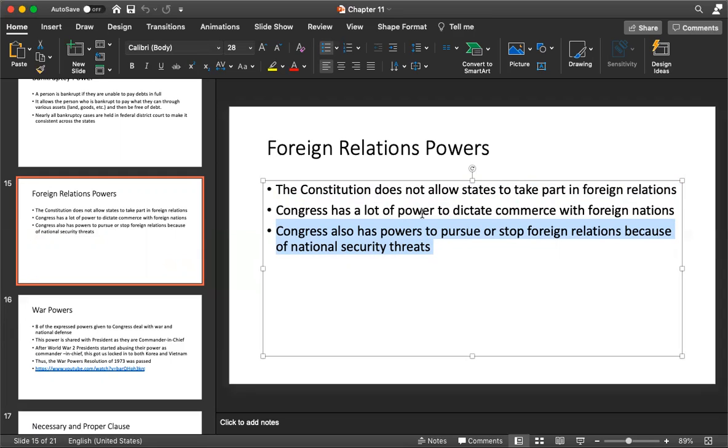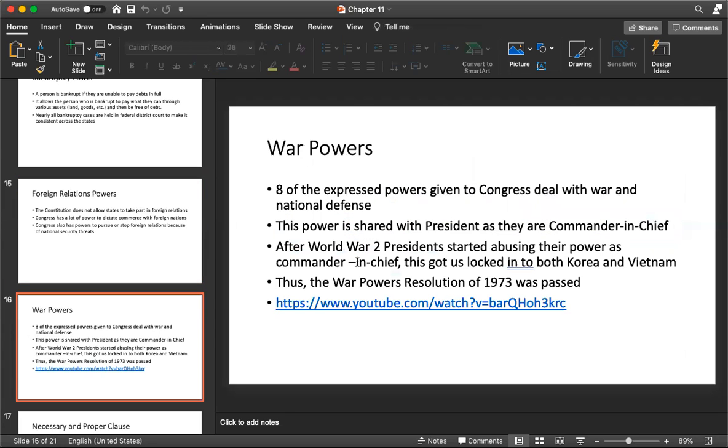So things like how our relationships with China and Russia, as they continue to hopefully improve over the next few years, Congress will have a lot of say in that.